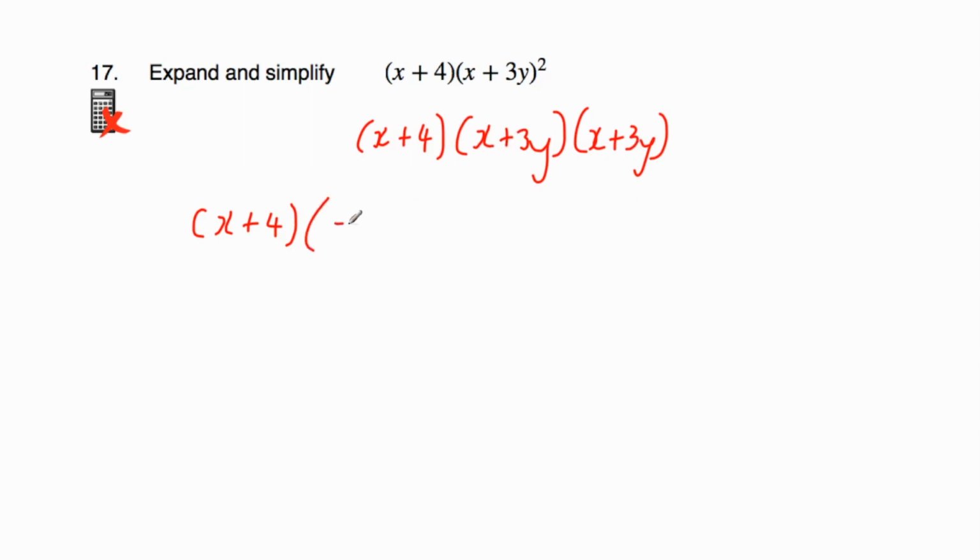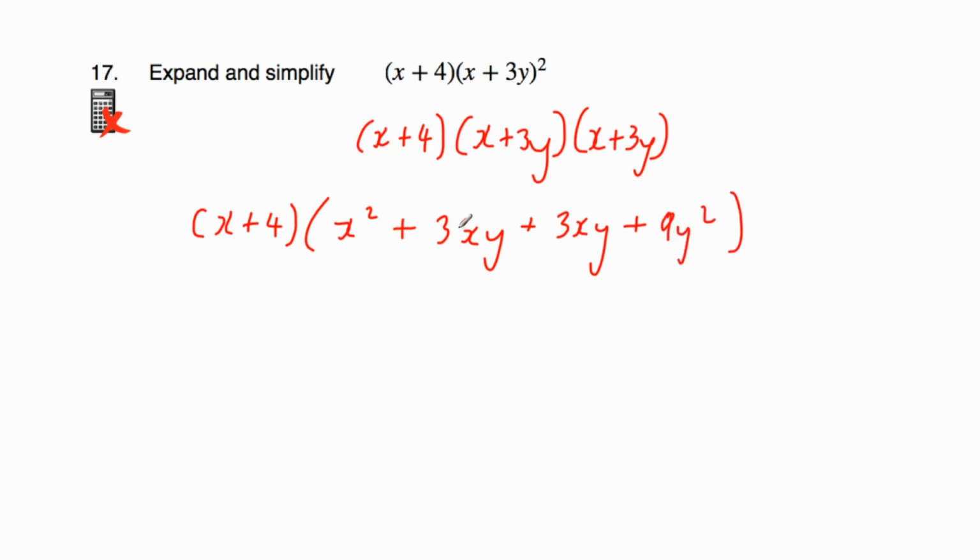So x times x is x squared. X times 3y, well that would be 3xy, putting the letters in alphabetical order, so 3xy, because we've done x times x is x squared, and x times 3y would be 3xy plus, and then we've got 3y times x, so again that would be 3xy, putting the letters in alphabetical order, and then finally we've got 3y times 3y, well 3 times 3 is 9, so that would be 9y squared.